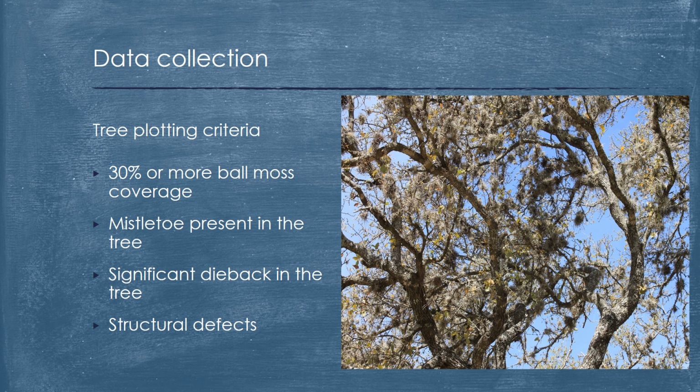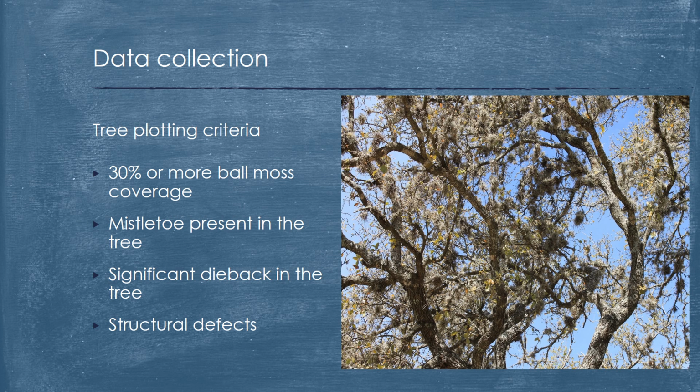For the tree plotting criteria, we decided to go with 30% or more ball moss coverage. Basically, we decided on that because ball moss is a sign of a weakened immune system, which also contributes to the amount of weight that the limb can attain during water or any precipitation. It can cause the tree to have structural failure.